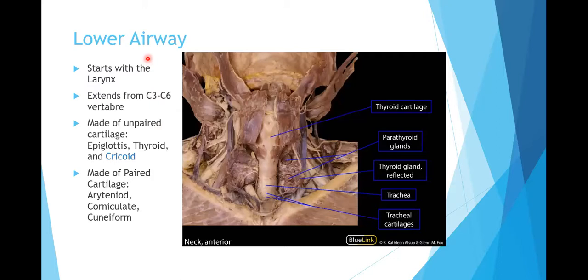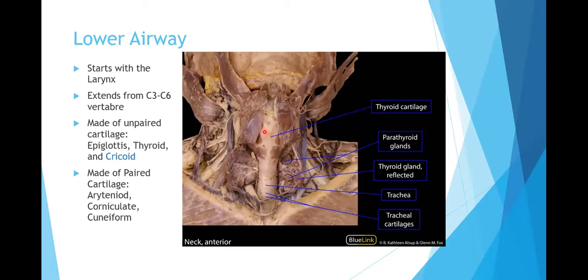All right, now let's talk about the lower airway. This is still the same cadaver or maybe another one. These are his muscles that have been freeze dried or however they preserve them. But these are muscles, right? And this is his neck area. This is his thyroid cartilage, right? So when you put your finger on your throat, the Adam's apple is the thyroid cartilage. The thyroid cartilage is known as the Adam's apple.